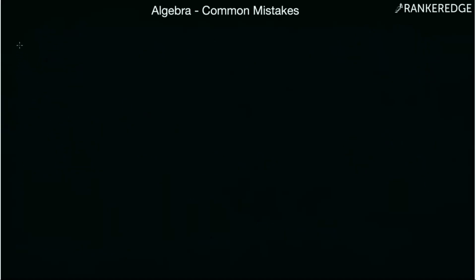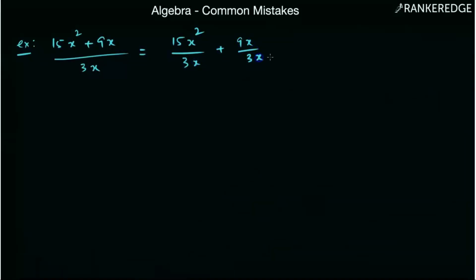Next example is if I have something like 15x square plus 9x by 3x. This would be 15x square divided by 3x plus 9x by 3x. So that will give me 5x plus 3. I have to apply this division by 3x to this term as well as this term because the symbol between these is plus.